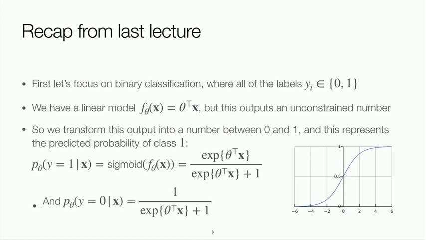And then consequently, the predicted probability of class 0 is just 1 minus that, because we know that probabilities have to sum to 1, and there's only 2 classes that we're working with. Right? So just a quick recap from last time. This is the setup for logistic regression, right? This is how we're defining our model. Okay?